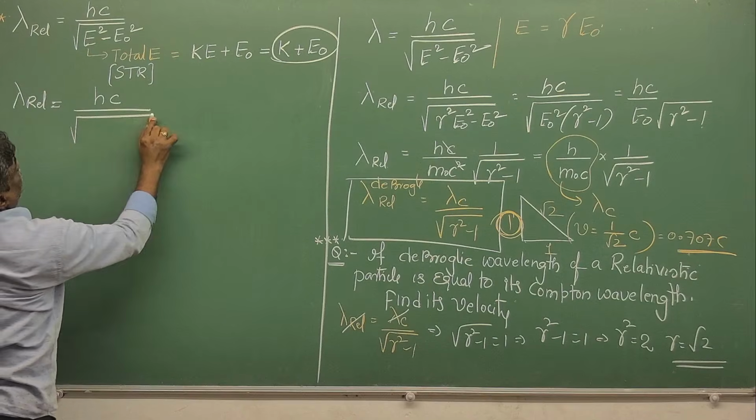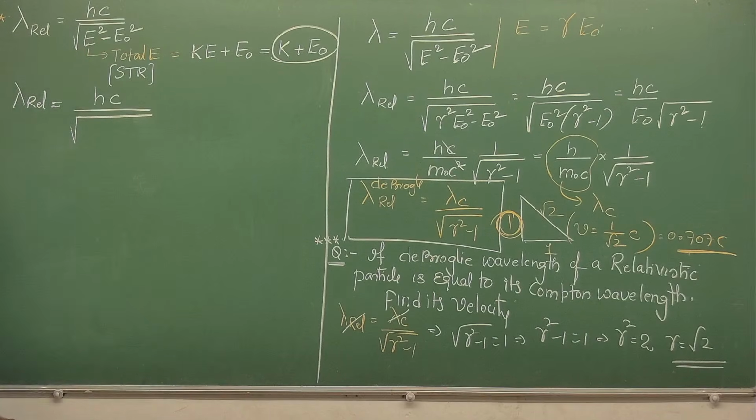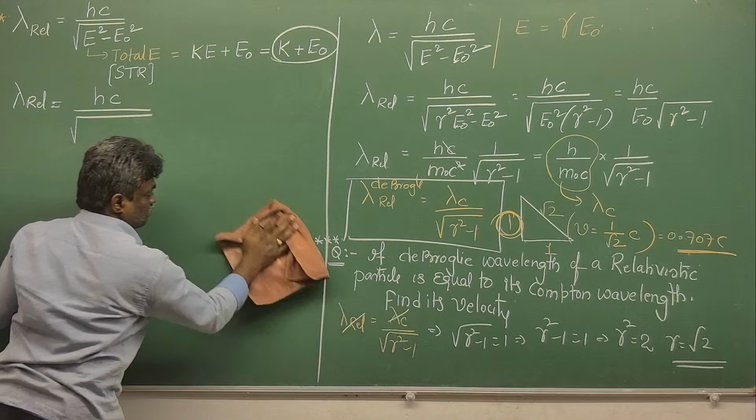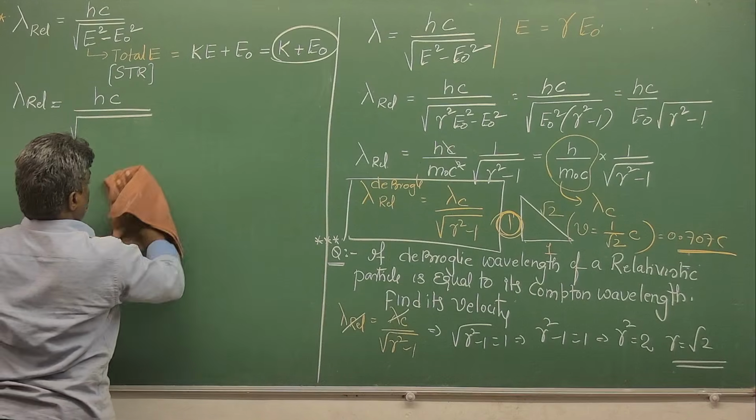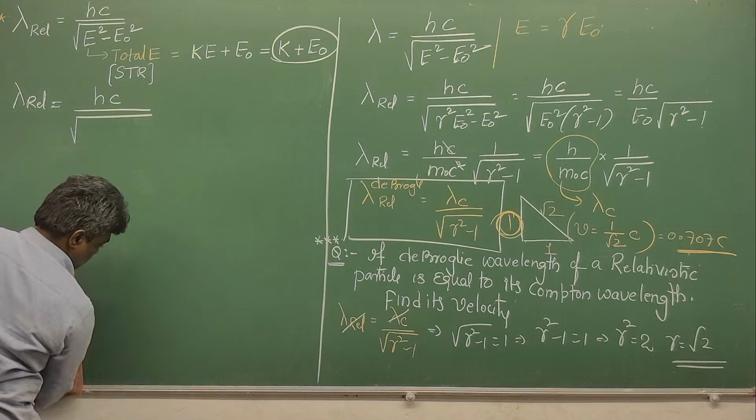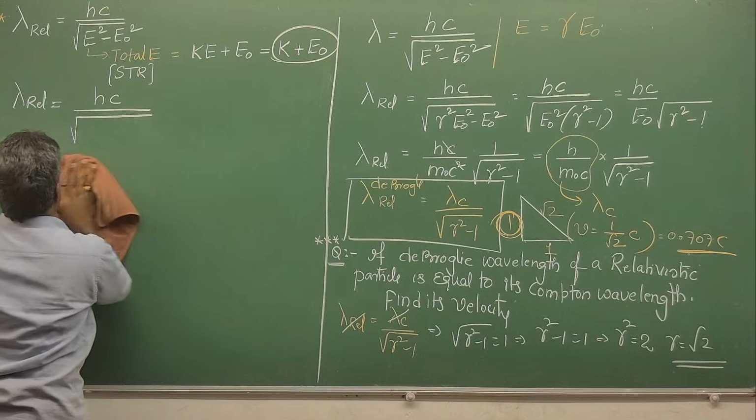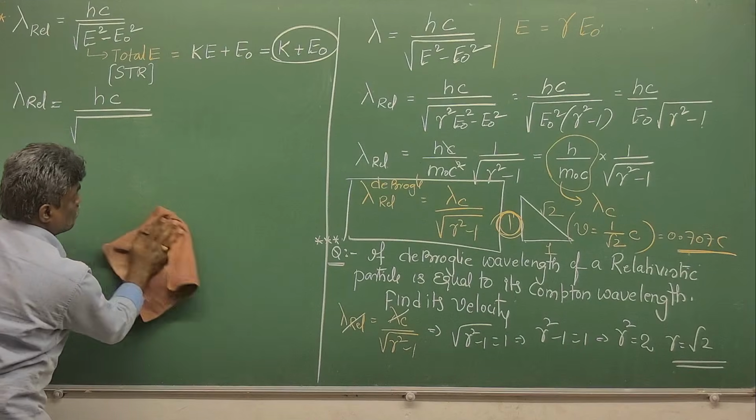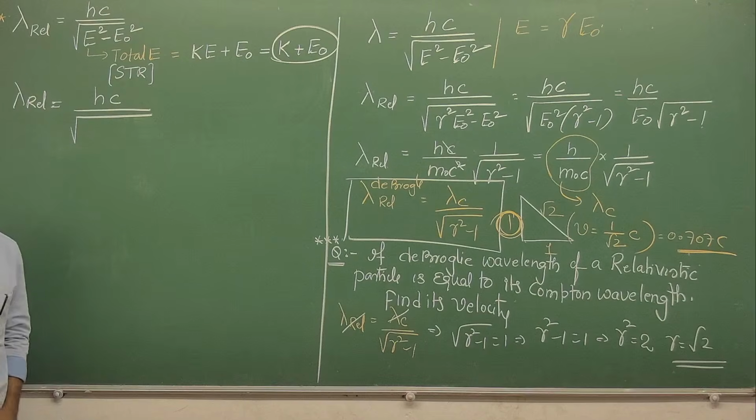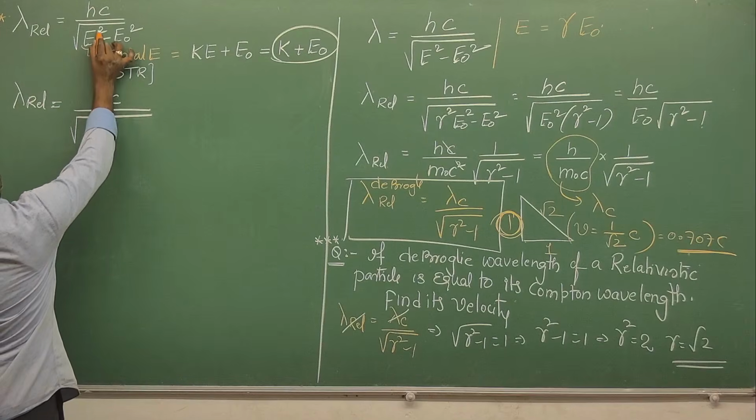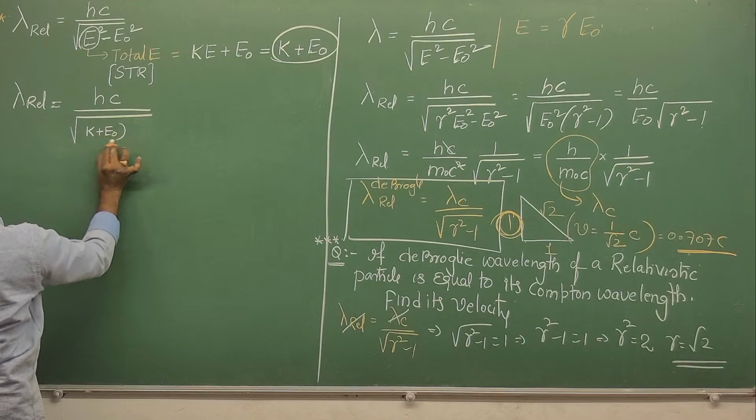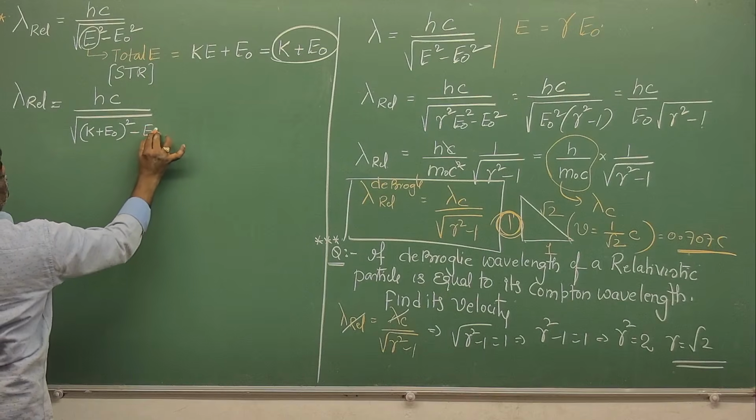hc over under root E square. Be confident. Just take in the place of E, substitute K plus E naught whole square minus E naught square. Simplify.